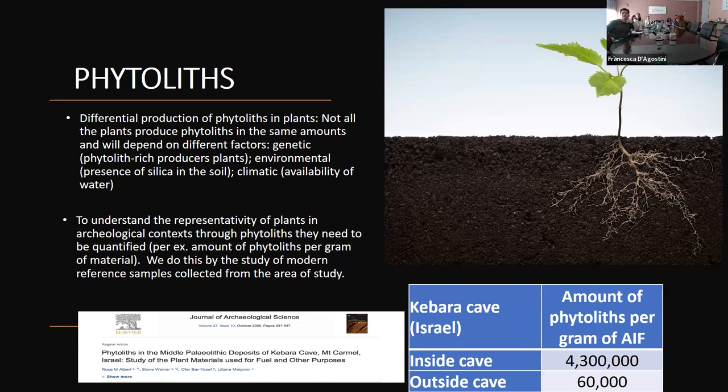This is an example from my PhD many years ago. This is one of the first times we did this quantitative analysis. So we collected samples from outside the cave, the soil, that was Terra Rosa growing in the area next to the Barra cave, and we estimated the amount of phytoliths, it was about 60,000. But when we look inside the cave, we found 4 million. So this means that there is a big concentration of plants. What I wanted to say with this is that it's very important to quantify phytoliths, because they will give us a comparison with the control samples that we want.